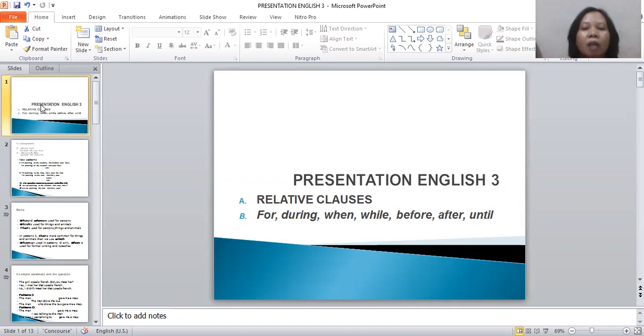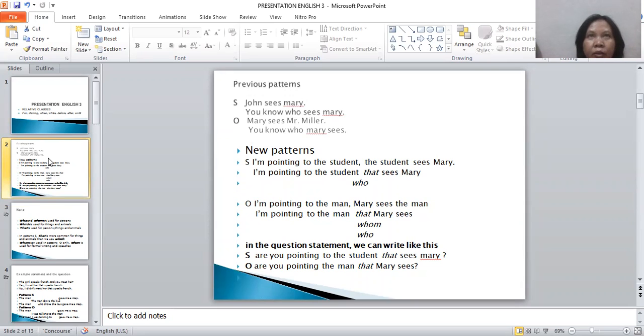Hi guys, I would like to explain about relative clauses using for, during, when, while, before, after, until. In the last lesson before this, we already studied this. The previous pattern we had learned is for explaining the subject John. The example is like this: John sees Mary, and the answer is you know who sees Mary.